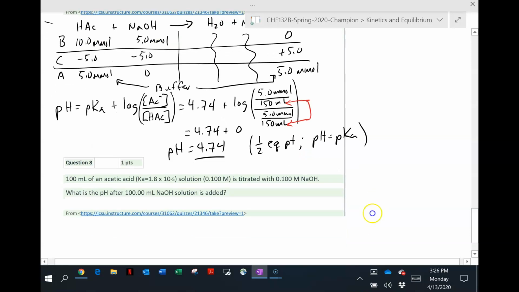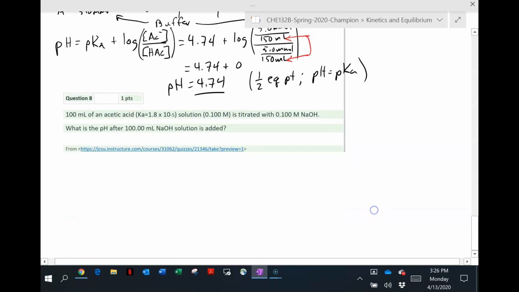Now, question 8 takes us to the equivalence point. And so we're going to look at the BCA again. We got the acetic acid. We got the sodium hydroxide. They're forming water, sodium ion, and acetate ion.